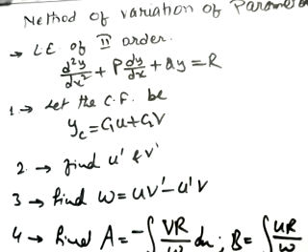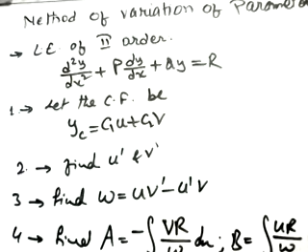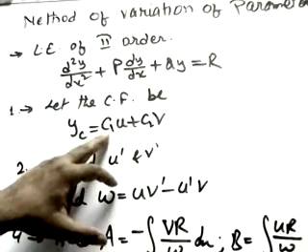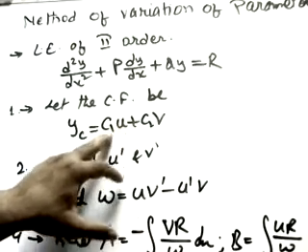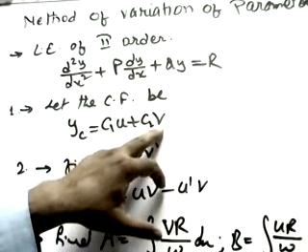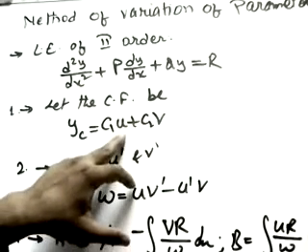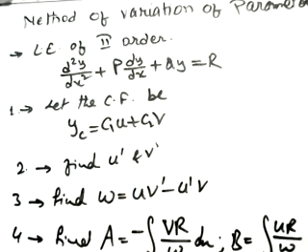d squared y by dx squared plus p dy by dx plus q y equals r. So how to solve? First we have to find the complementary functions using the previous methods. When you get the complementary functions, you will get c1 and c2. Whatever the function with c1, suppose this as u, and with c2, whatever the function is there, suppose as v. This is the first step.